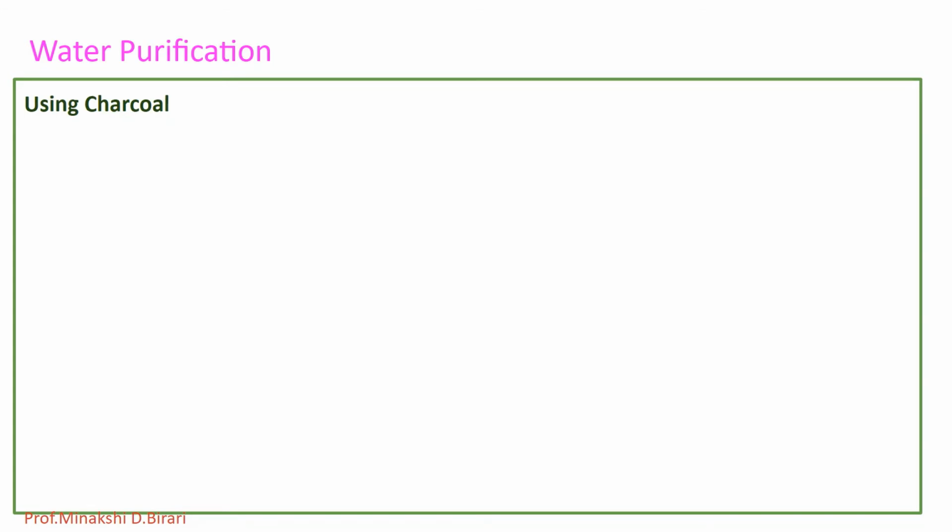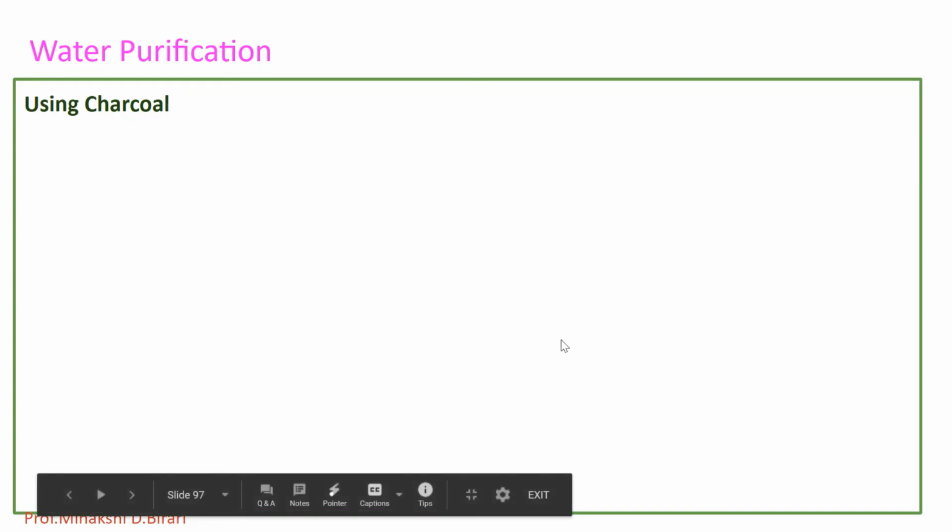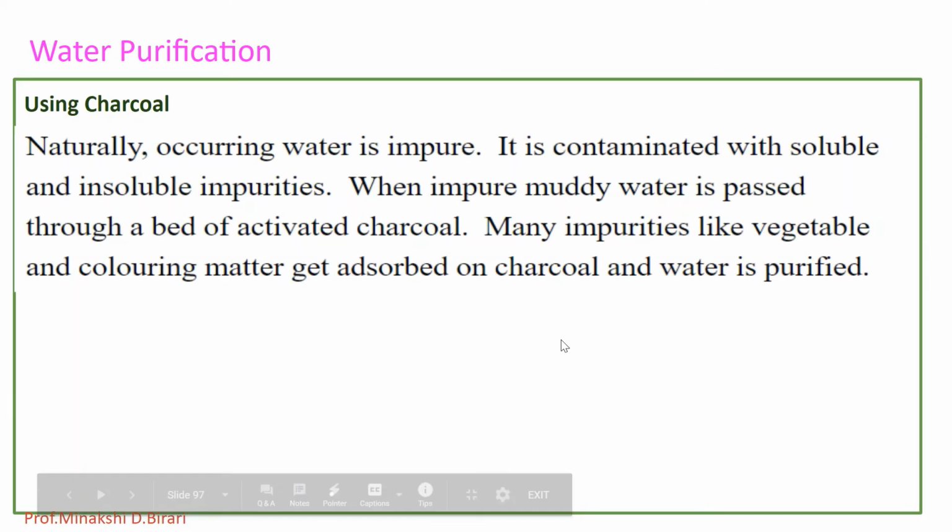The filtered water is then passed through finely divided charcoal, which is packed in a column. The charcoal is a good adsorbent, so it adsorbs the soluble impurities together with the vegetable and other coloring matter. So for water purification, charcoal is also useful. Charcoal is a good adsorbent, so using charcoal we can purify the water.